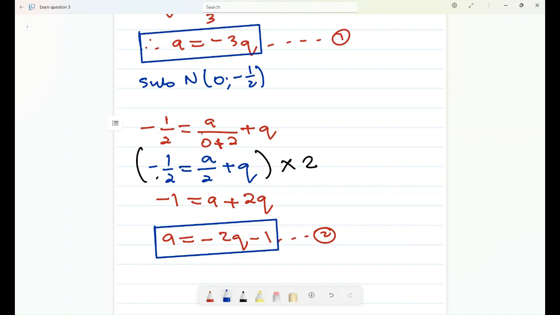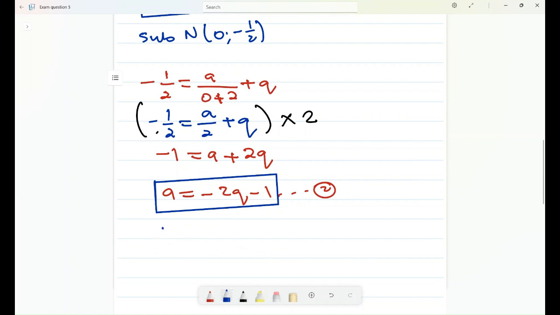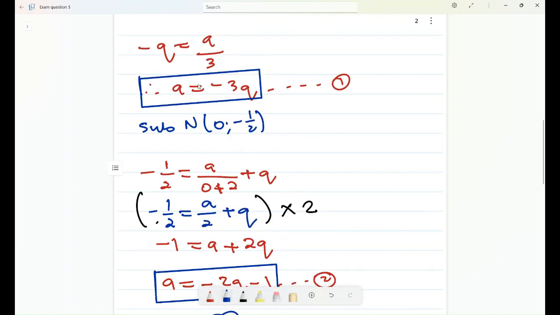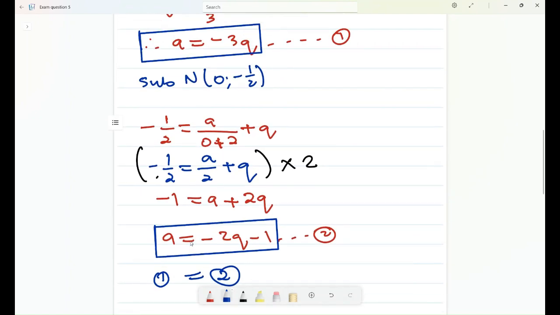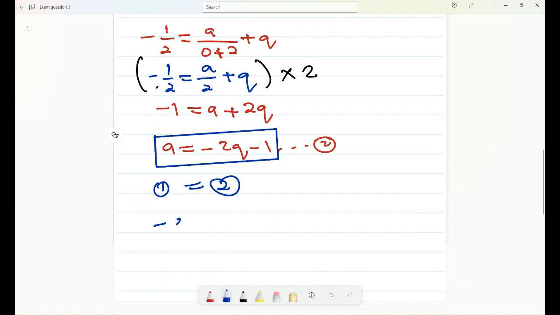Again, I'm going to take the first equation and say equation 1 is equal to equation 2. Why am I saying they are equal? Because they are both equal to a. On the first one, what is the value of a? It is equal to negative 3q. But a here is equal to negative 2q minus 1.